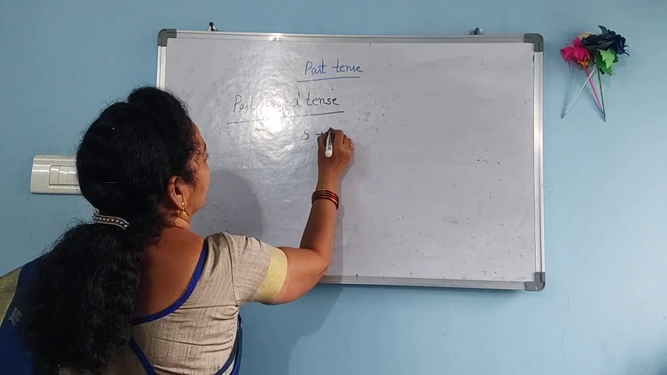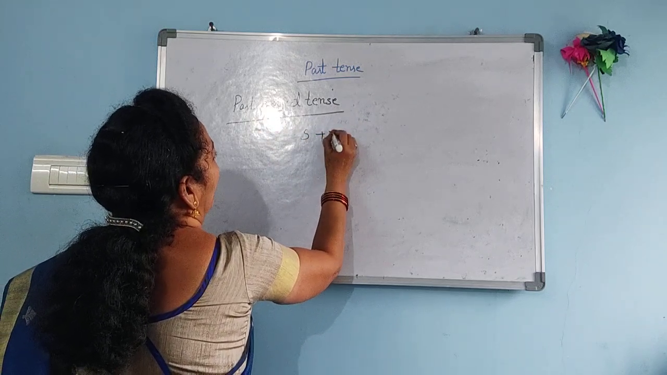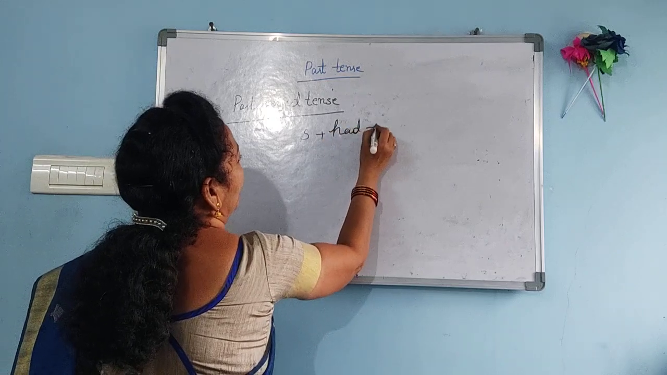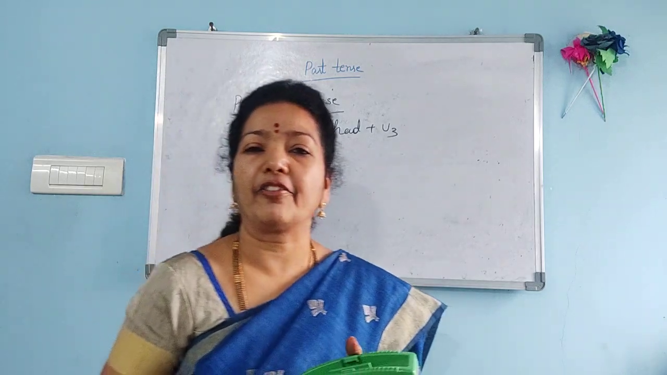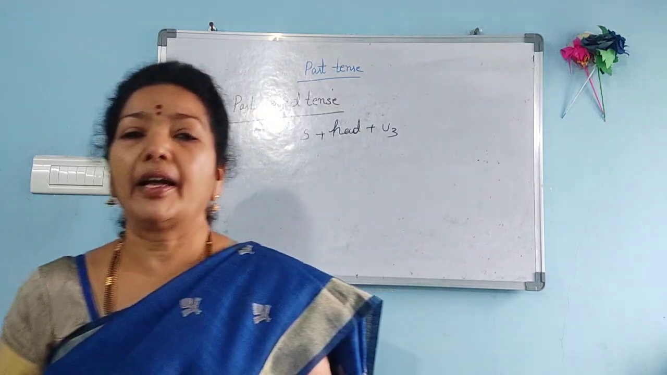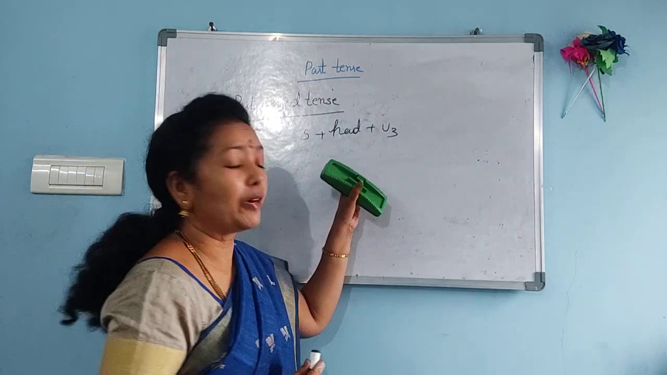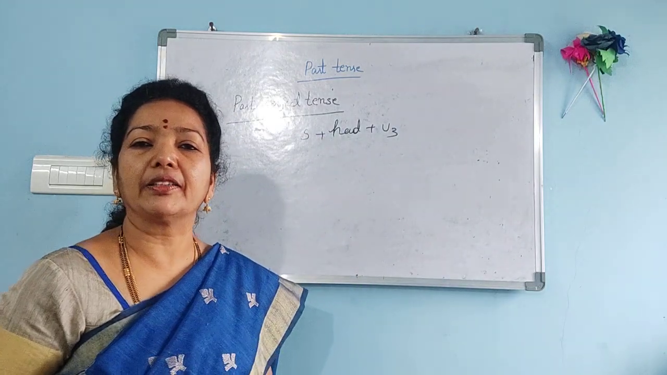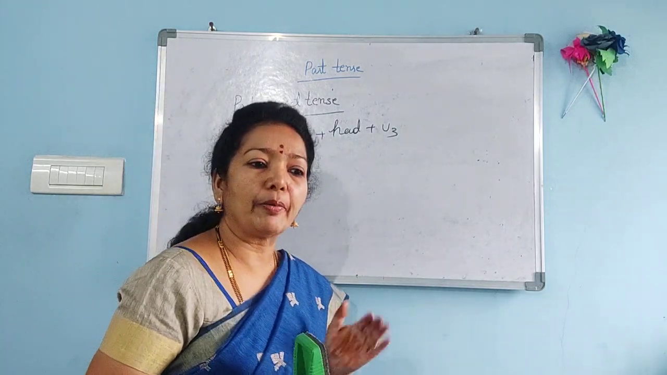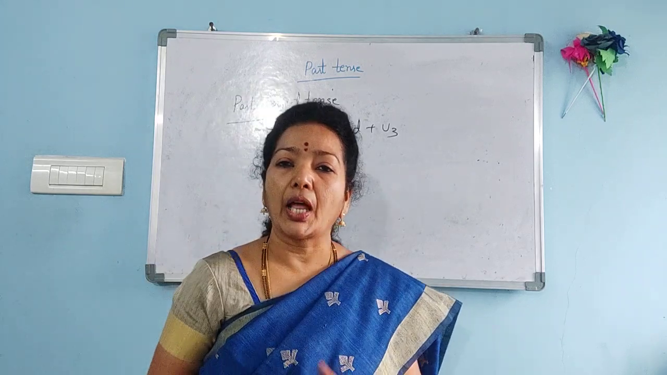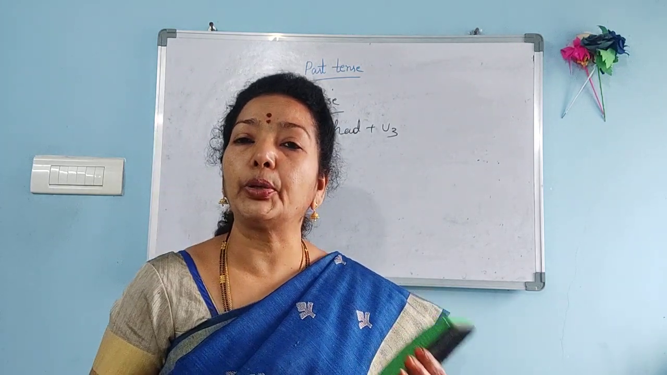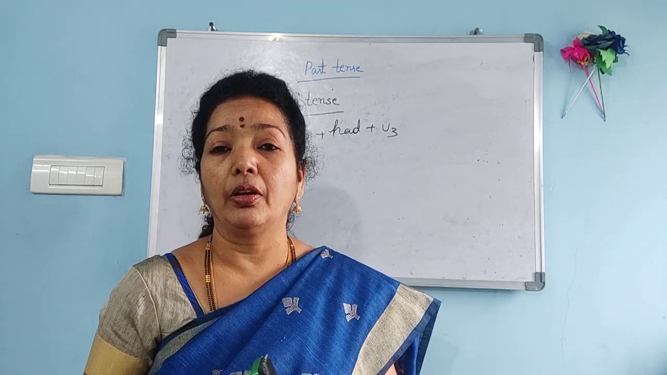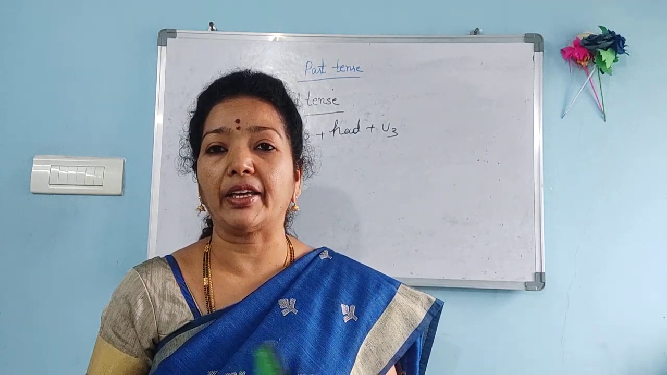Subject plus had plus V3. So what is the structure of past perfect tense? Subject plus had plus V3. It is also very easy because in present perfect tense we have to use has or have. So we get confused about when to use has and for which subject we have to use have.